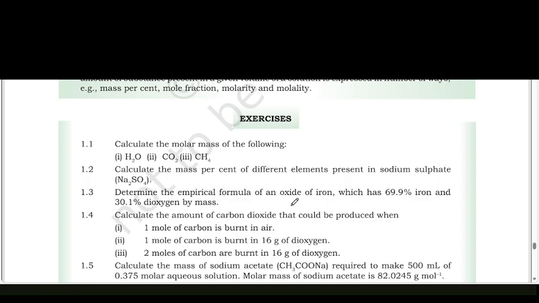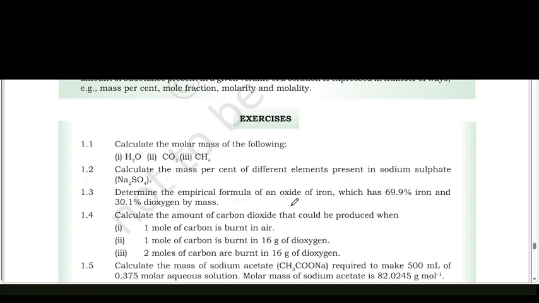So now you have to do nothing but just find the mass percent of the different elements. 46 by 142 into 100, then 32 by 142 into 100, 64 by 142 into 100. So approximately 32% Na, sulfur 22 or 23%, oxygen would be 45%. Then next question.